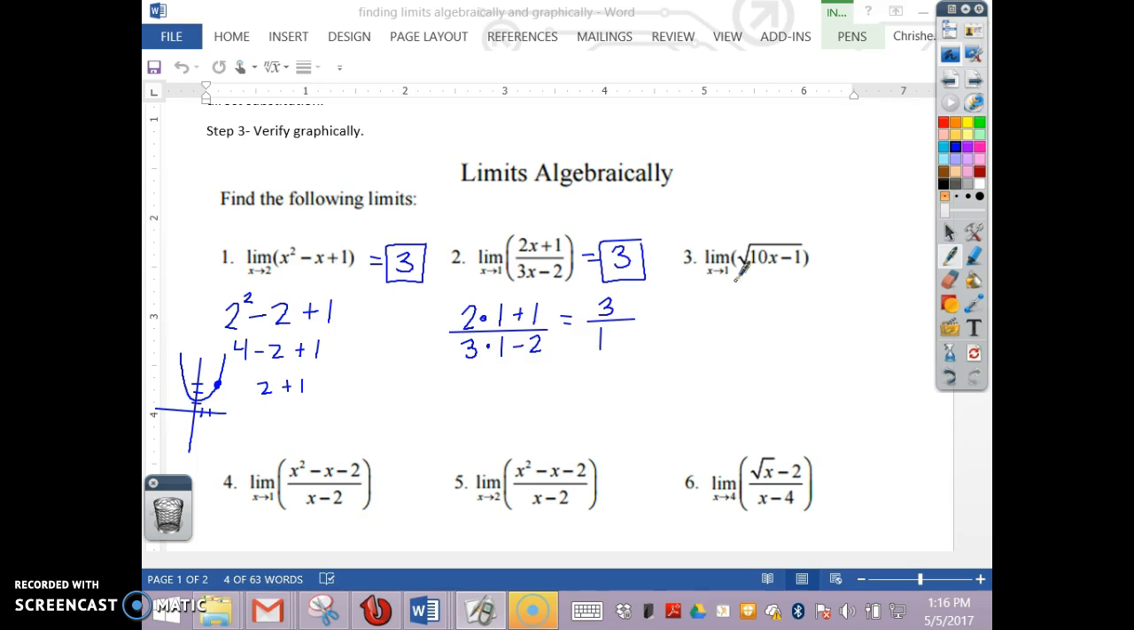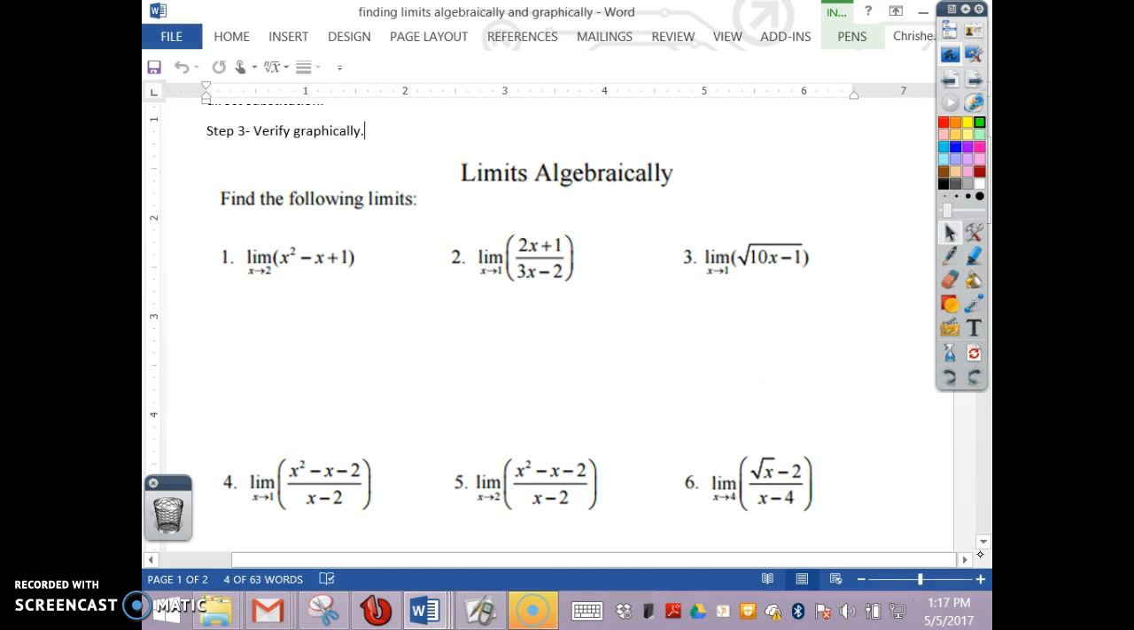Let's look at the next one. Limit as x approaches 1. So let's plug it in. 10 times 1 minus 1. 10 minus 1. Square root of 9, it's 3. All these have a limit of 3. All we had to do was plug in: plug in a 2, plug in a 1, plug in a 1. We had no problems. We got 3 out. So we would write it like this. The limit as x approaches 1 equals 3.